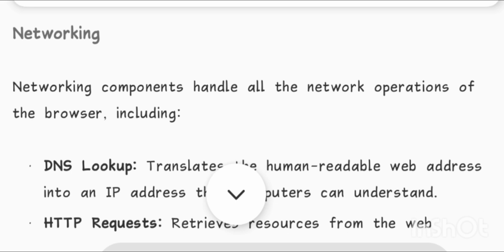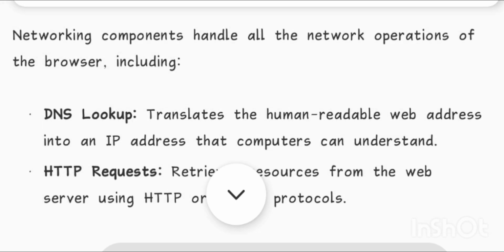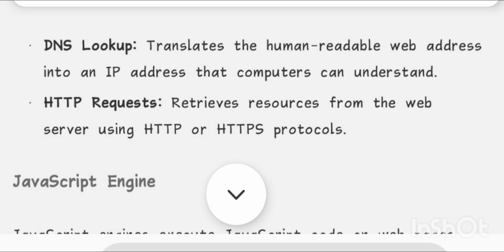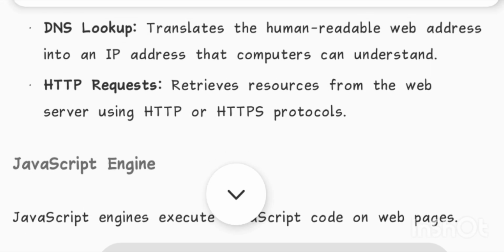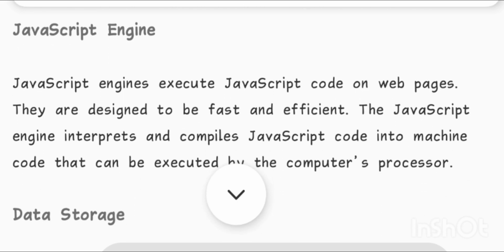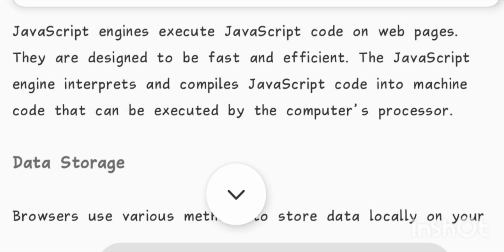Networking. Networking components handle all the network operations of the browser, including DNS lookup, which translates the human-readable web address into an IP address that computers can understand. HTTP requests retrieve resources from the web server using HTTP or HTTPS protocols. JavaScript engines execute JavaScript code on web pages. They are designed to be fast and efficient. The JavaScript engine interprets and compiles JavaScript code into machine code that can be executed by the computer's processor.